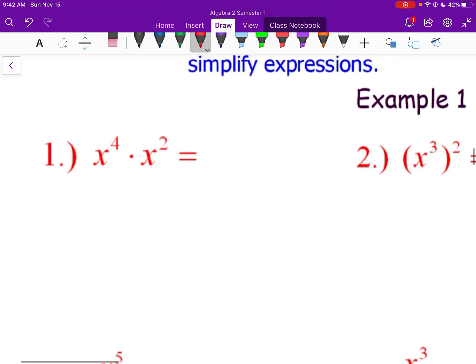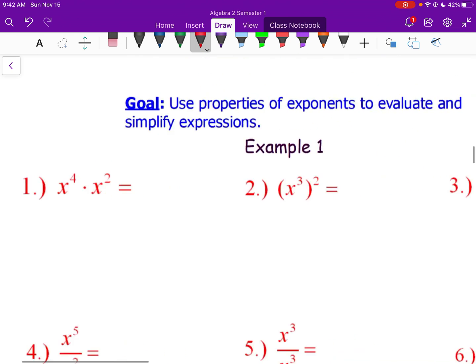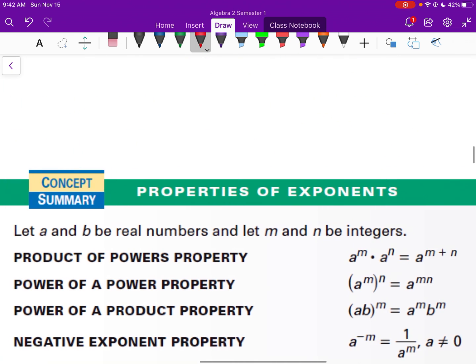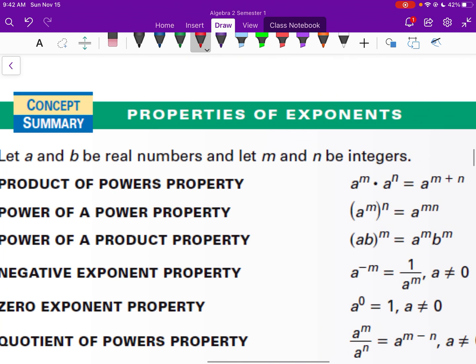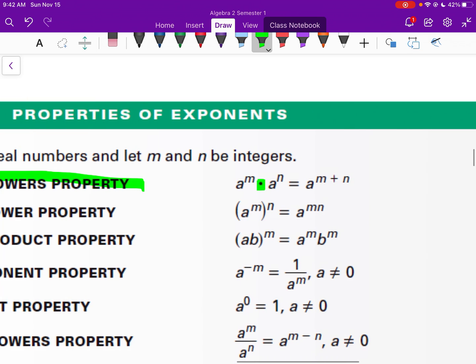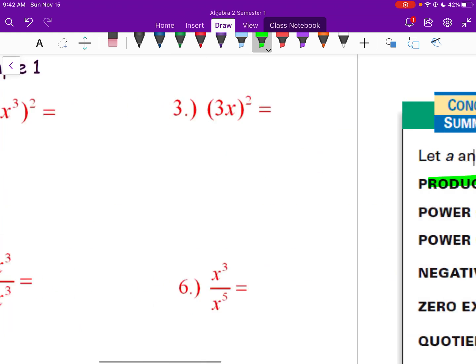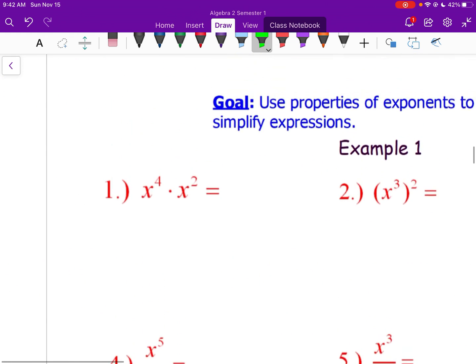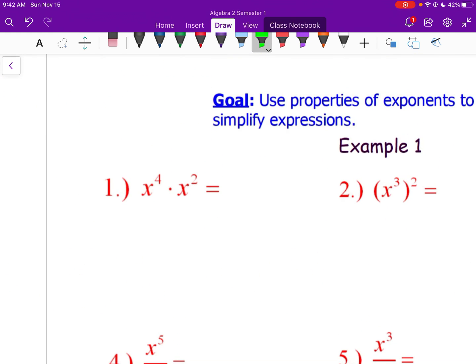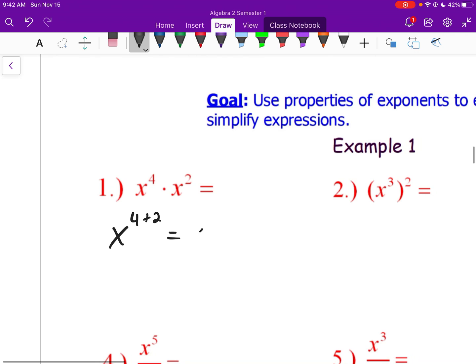So in the first one, we got x to the fourth times x squared. Now, we have the same base, and we are multiplying. Therefore, we're going to be using the product property. We are multiplying, and when we multiply those two terms, we are adding the exponents. So in this case, we're going to have x to the 4 plus 2, which gives us x to the 6.